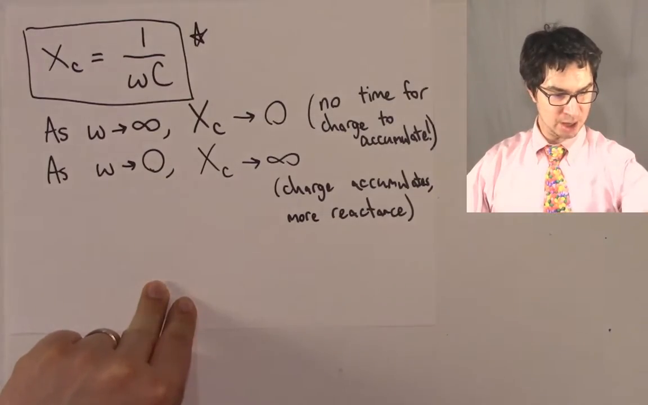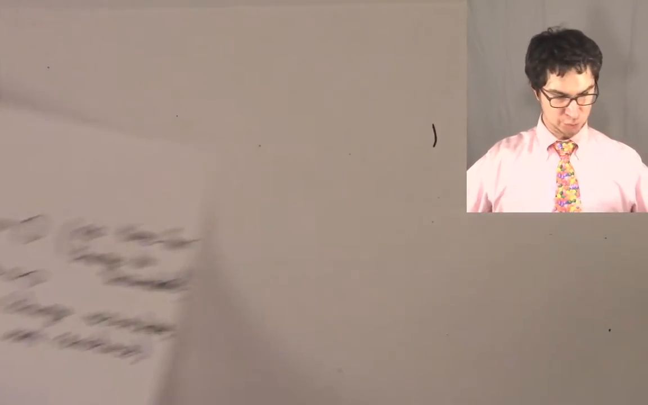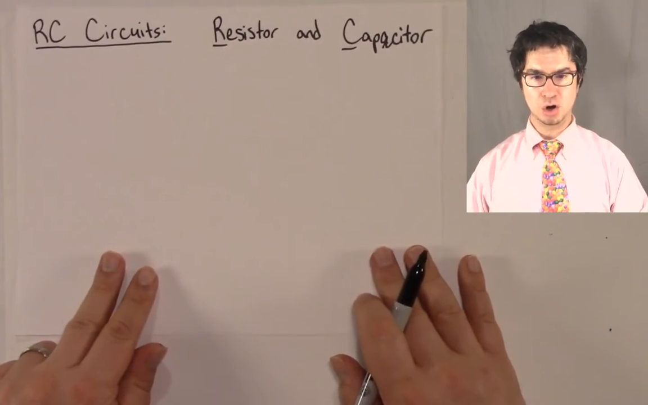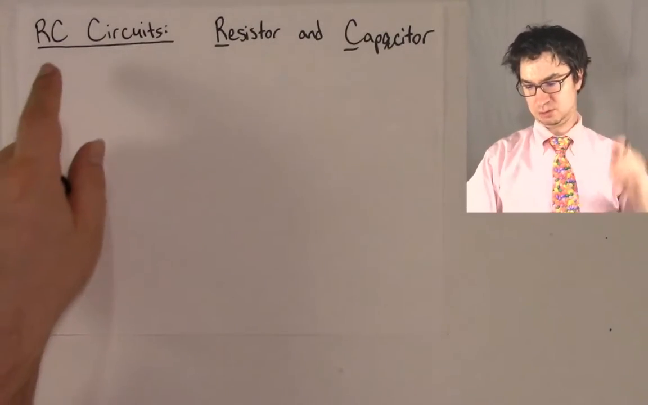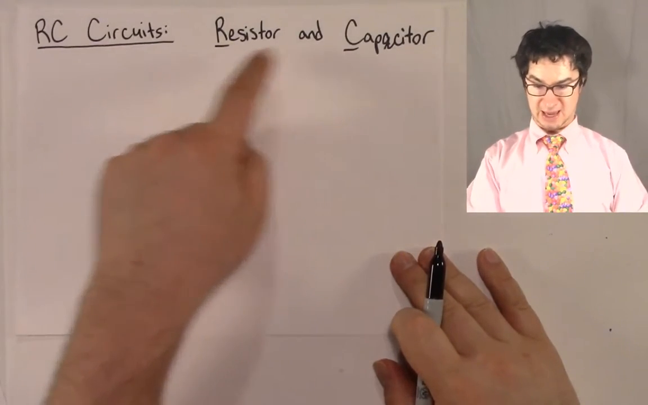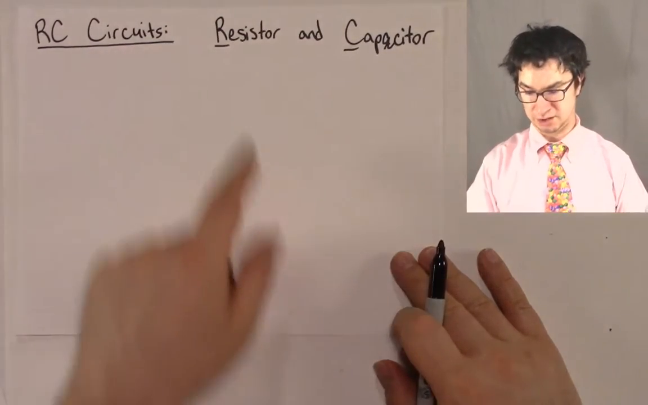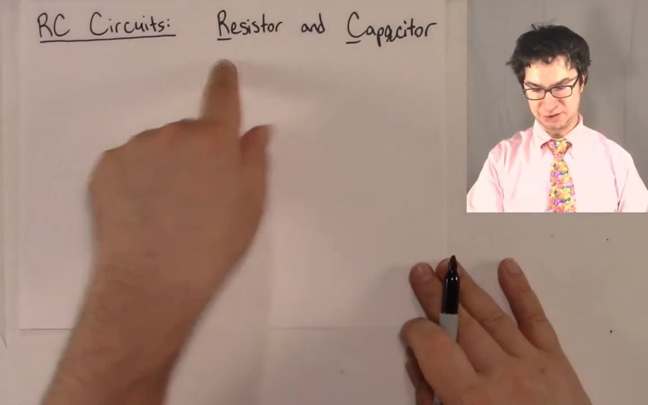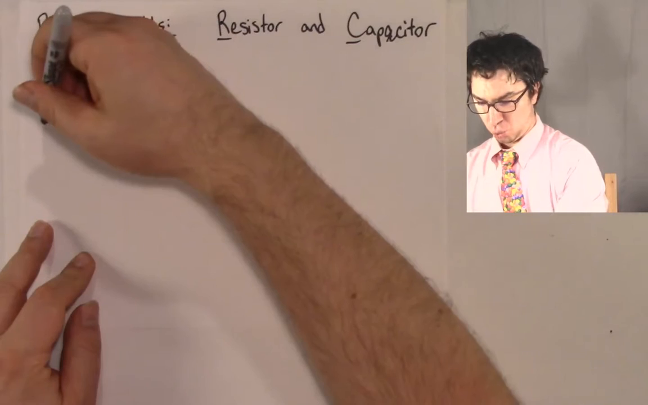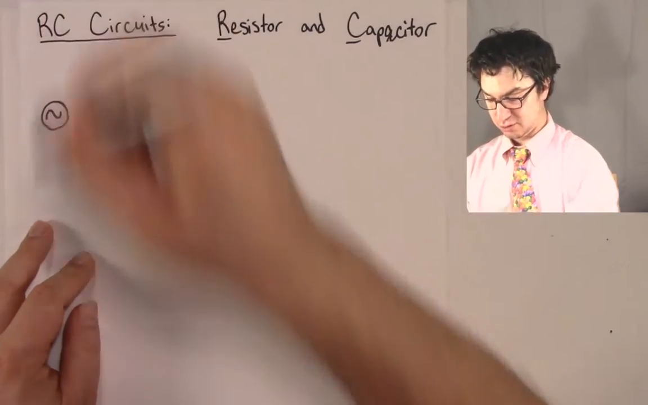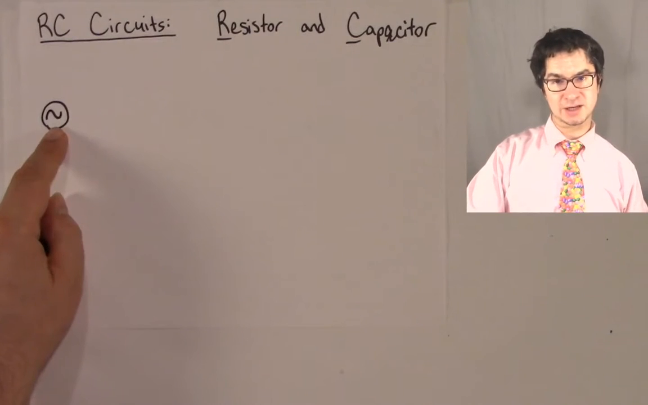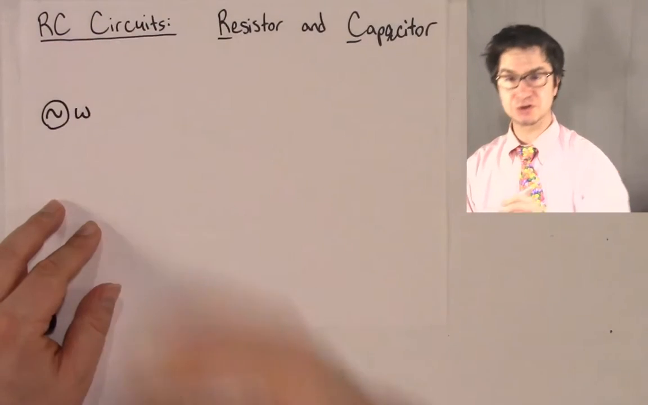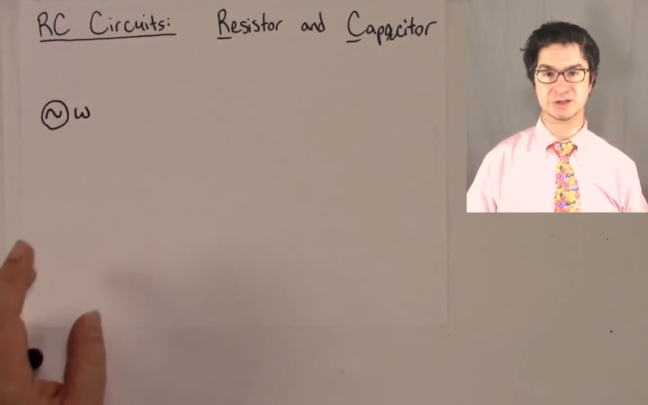And let's talk about our next subject, which is RC circuits. Now, an RC circuit is special because it has both a resistor and a capacitor, and that's what the RC stands for, right? It's a resistor and a capacitor. So let's draw an AC circuit with a resistor and a capacitor. We'll start with our AC source, and again, there's our little sine wave to indicate that it's an AC source. It's going to be rotating at an angular speed omega, so we're going to label the omega on that AC source.